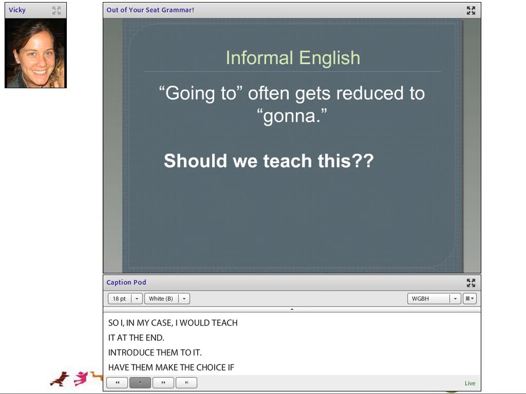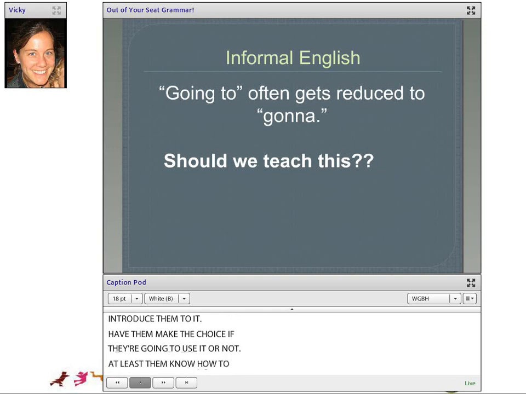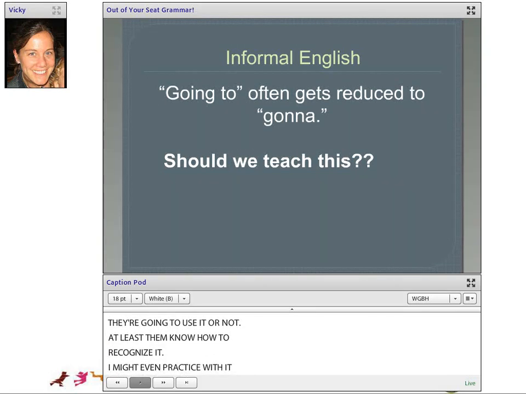You know what? I might even practice with it for a couple of activities or a couple of listen and repeats so that they know how they should use it, quote unquote, correctly. But I would make sure that they know that this is not grammatically correct. They shouldn't write it. It is informal, but they will hear it.